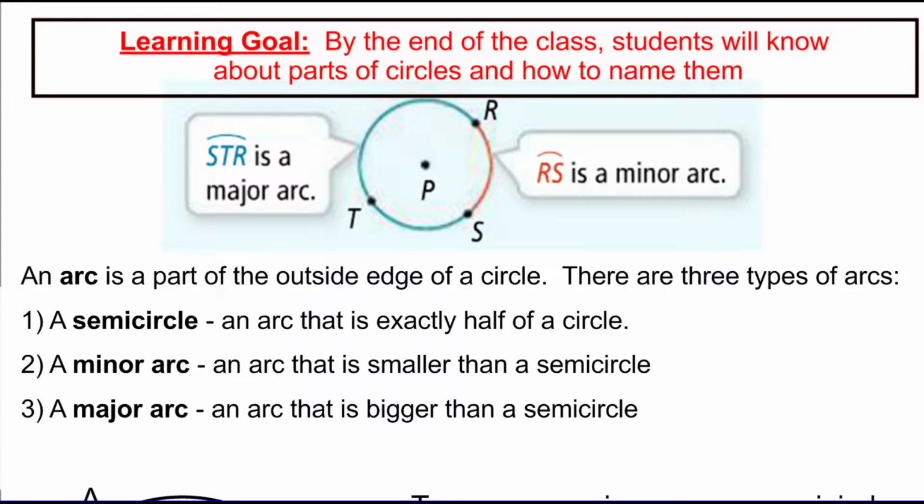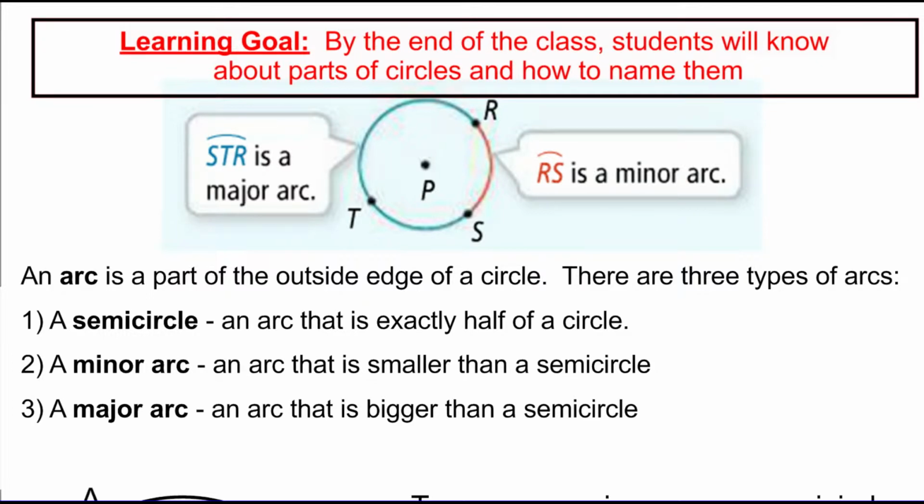So we're going to spend the next video actually measuring these things, and then figuring out how long some of those line segments are. But first we have to talk about what types of arcs exist and how we name those arcs so that we can discuss them in the next video.